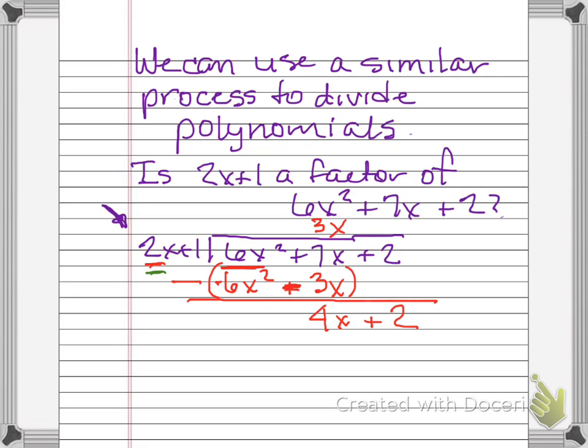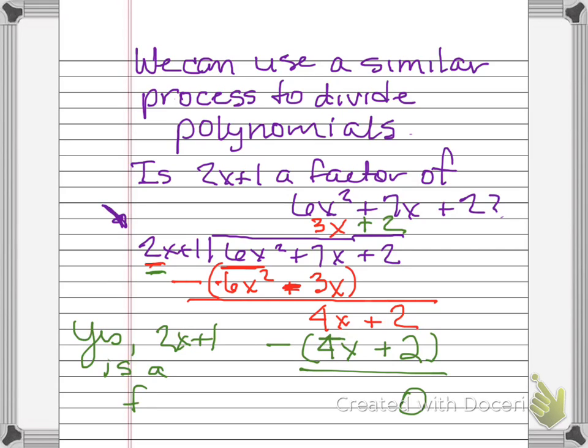Now we're going to ask ourselves, what do we multiply 2x plus 1 by to get 4x plus 2, or at least the 4x? Multiply it by 2. When we do that, we find out that it zeroes out, and we can say that yes, 2x plus 1 is a factor of the polynomial, and that our factored form would look like 2x plus 1 times 3x plus 2. Notice the 0 allows us to assume that it is evenly divided and therefore a factor.